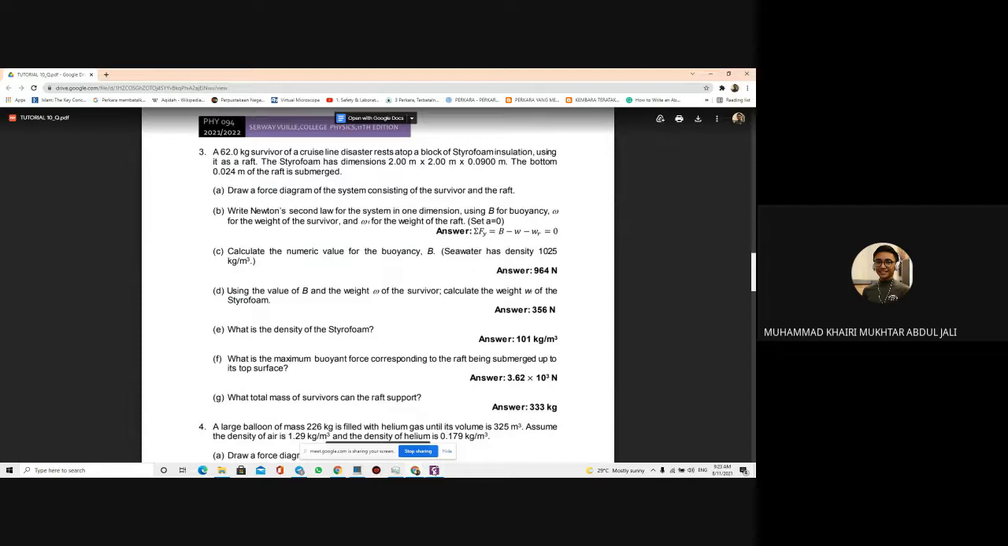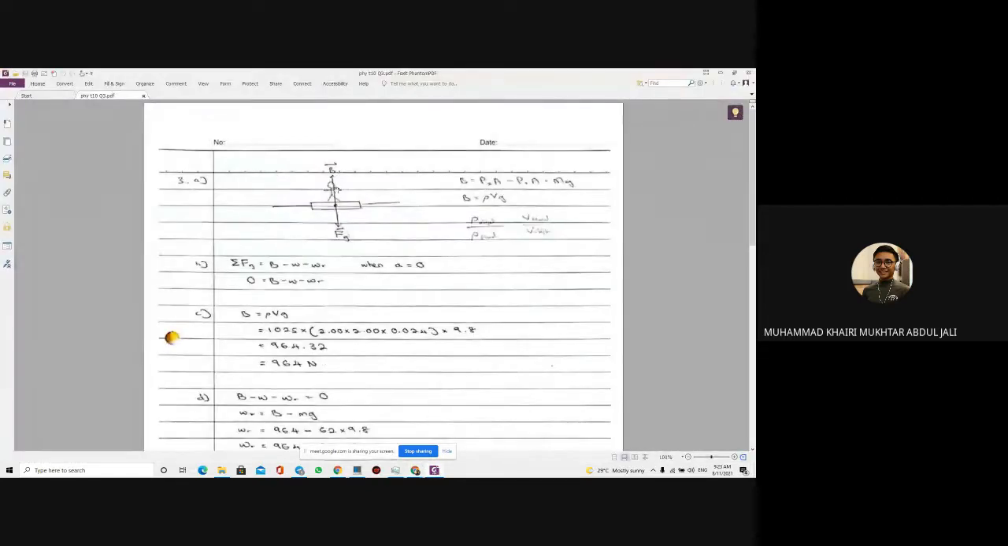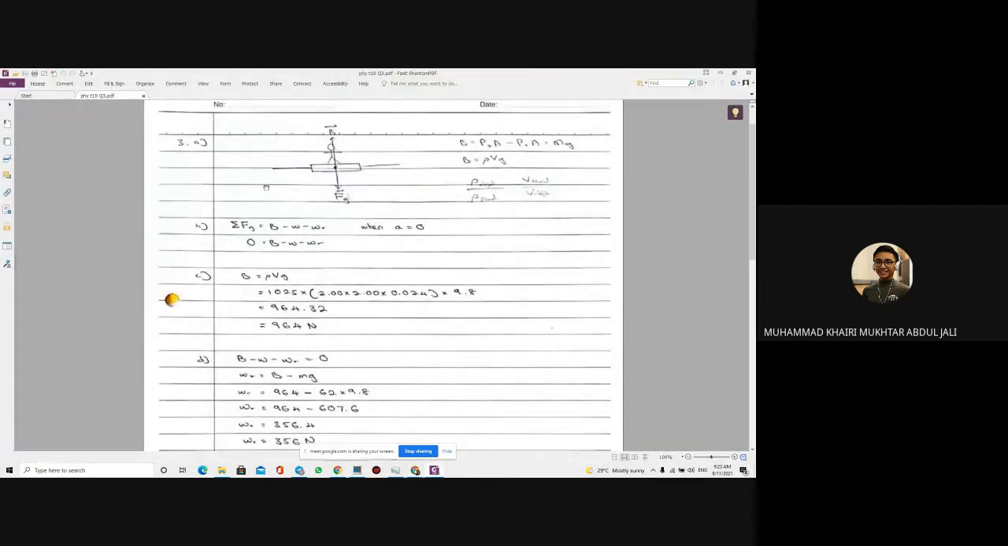So saya buat gini. Memandangkan ini adalah hanya satu dimension, iaitu arah y axis, so saya guna ini saja. So buoyancy force tolak dengan weight of the person, tolak lagi dengan weight of the raft.